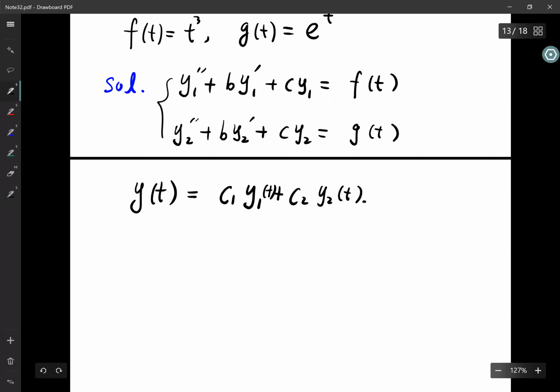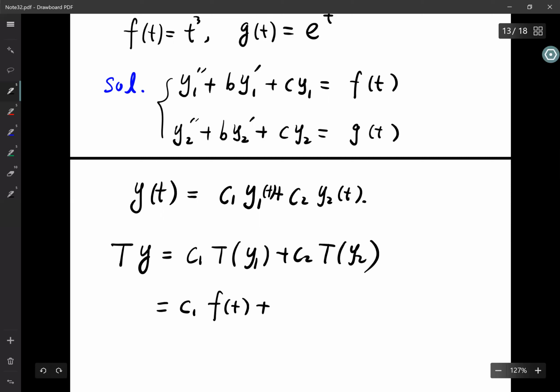Why is this the case? We just plug into the equation, using the operator T for simplicity. T is a linear operator, so this is c1 T y1 plus c2 T y2, and each of them is already equal to f(t) and g(t) respectively. Voila, so this works. Any question? Should we add the solution to the homogeneous equation after y1 and y2? Here you only need to get one solution, because the solution to the homogeneous equation will be added later anyway with arbitrary undetermined constants, so we don't need to add that here. Okay, thank you.